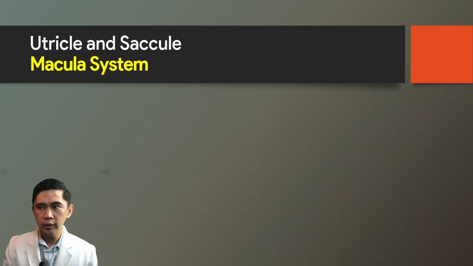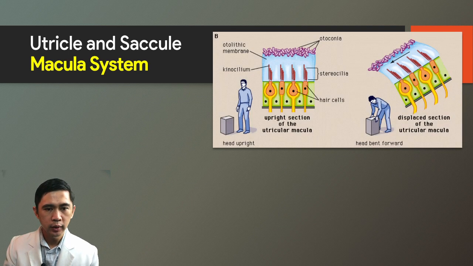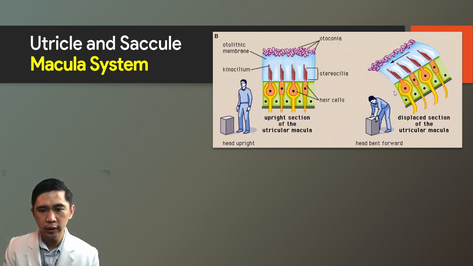So let's discuss the macula system. The macula system has hair cells and also has a gel-like membrane, and above the membrane are the otoliths or the otoconia or the stones. When the otoconia moves and the gel moves, it will displace and make movements in the hair cells, and thus it will provide signals to the brain that the head is moving.